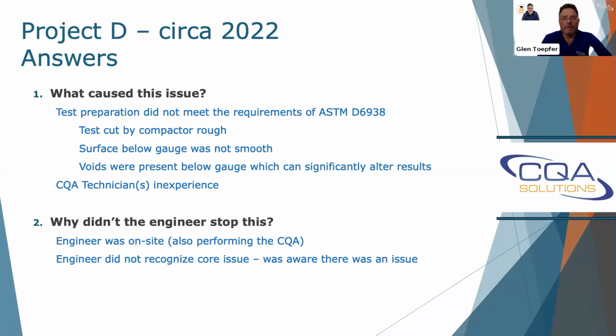And why didn't the engineers stop it? That's another interesting one because they were on site. They were also performing CQA. They were doing training and oversight of their technicians. The engineer knew there was an issue, but they didn't know what the issue was. They couldn't figure it out.